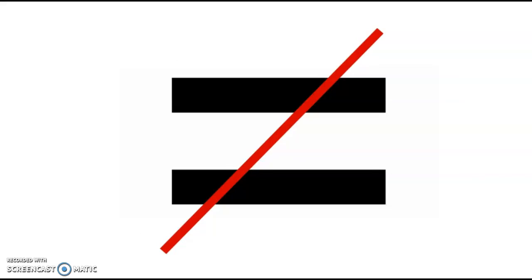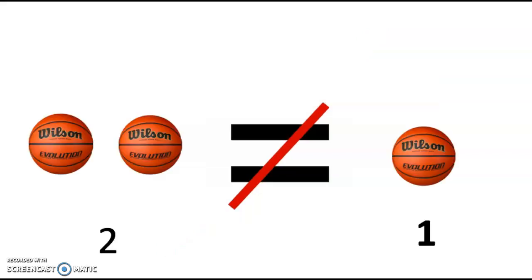Now we are going to look at amounts that are not equal to each other. If they are not equal, that means we will not have the same amount on both sides. Let's see what that looks like. So, on this side of the equal sign, I have 2 basketballs. On this side of the equal sign, I have 1 basketball. 2 and 1 are not the same amount. Because I don't have the same amount of basketballs, the amount of balls I have are not equal.